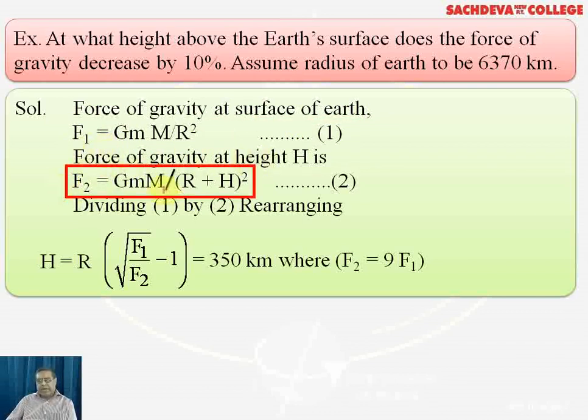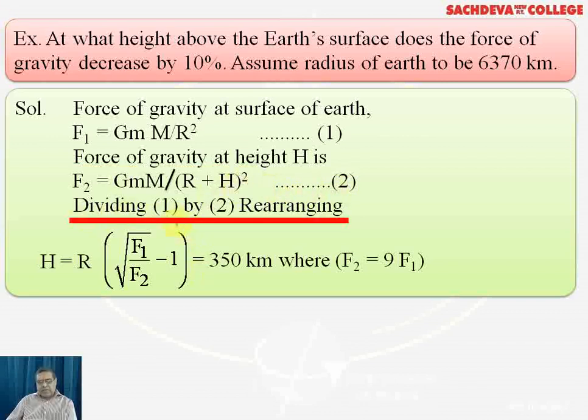Now in the numerator it will remain the same, that is GMm, but dividing by not simply r square but (r plus h) whole square. Now this is the second equation. So what we are doing is dividing the first equation by the second equation, that is F1 over F2, and towards the right side GMm will cancel off. It will become F1 over F2 equals (r plus h) whole square over r square. And then we will simplify this result to get the value of h.